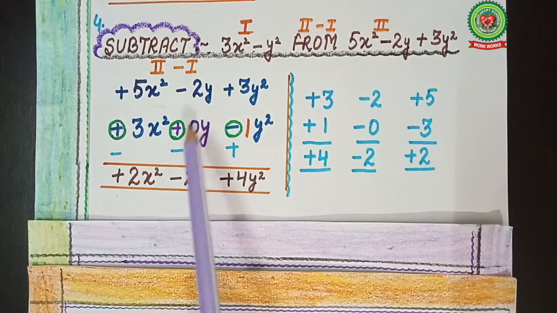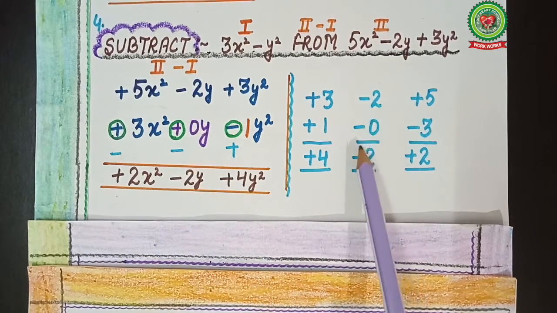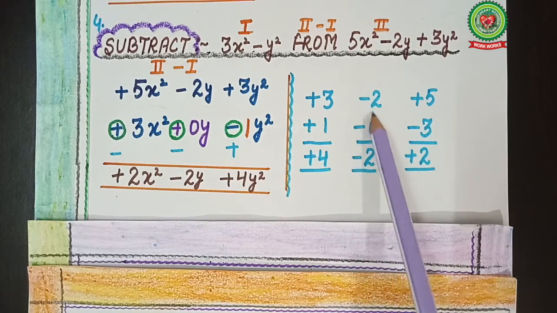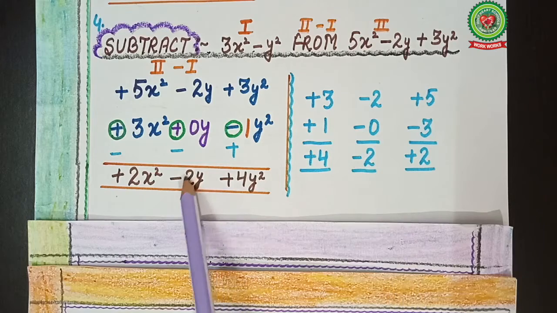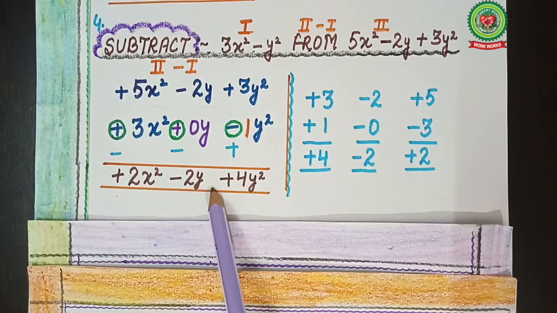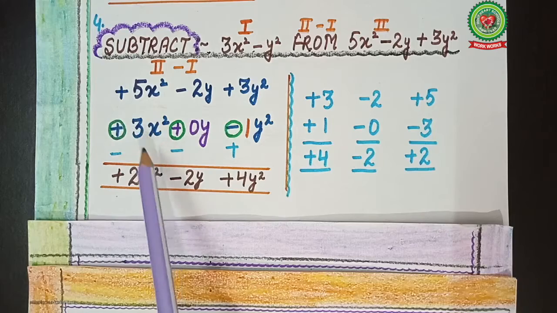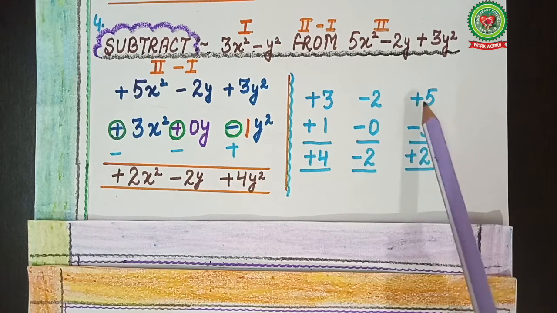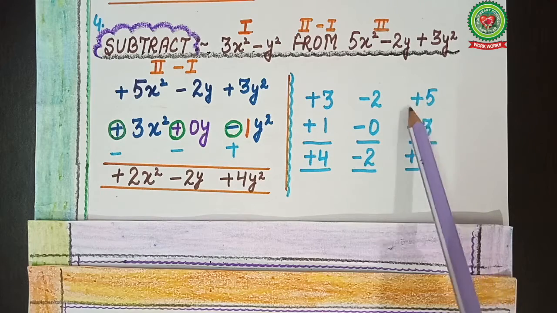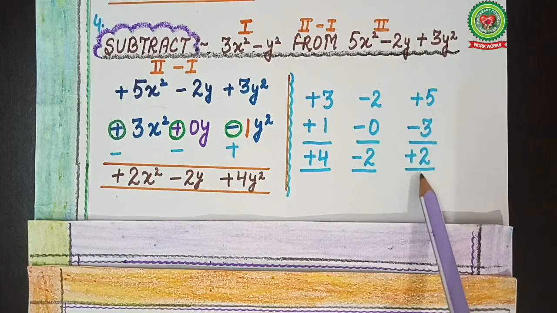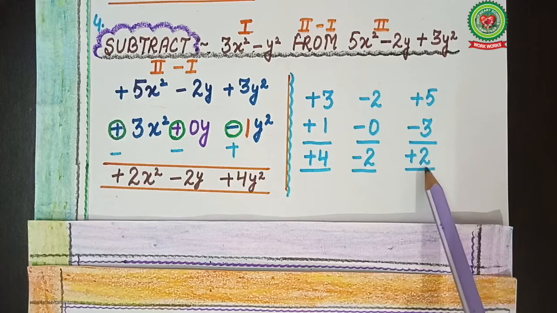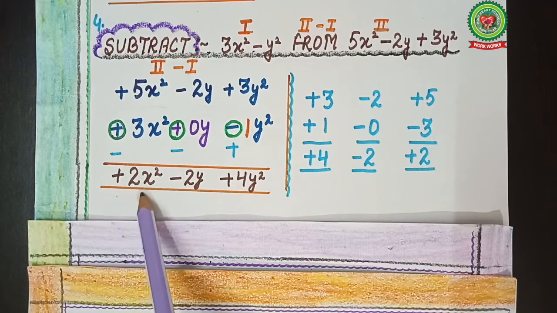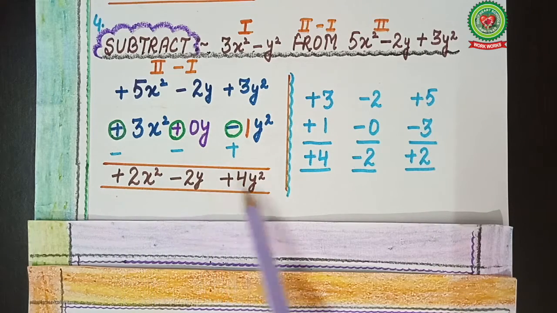Next is minus 2 minus 0. Minus 2 minus 0 means minus, minus sign of minus. Add the numbers, 2 plus 0, that is 2. So you will write here minus 2y. Next is plus 5 minus 3. So plus minus sign of bigger term is 5 and with 5 plus sign is there. So you will put here plus 5 minus 3, that is 2. So here you will write plus 2x square minus 2y plus 4y square, right?